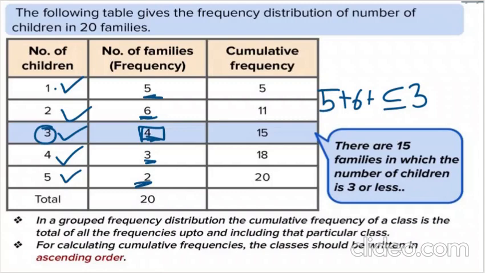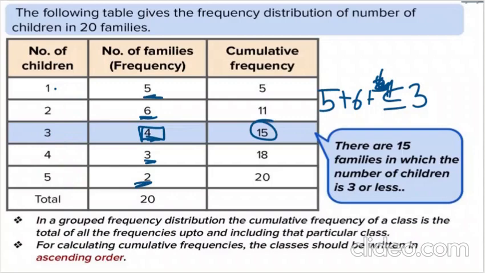Plus, and itself less than or equal to, so 4 families have 3 children also, so plus 4. 6 plus 5 plus 3, how much is it? Sorry, yeah, sorry, this is 4. 6 plus 4 plus 5 we will do, what will we get? 15. So 15 becomes the cumulative frequency.